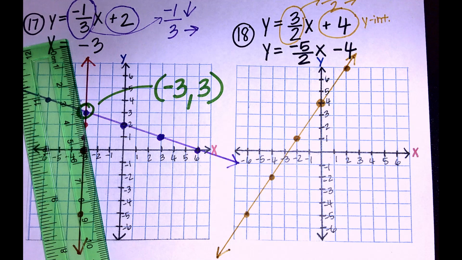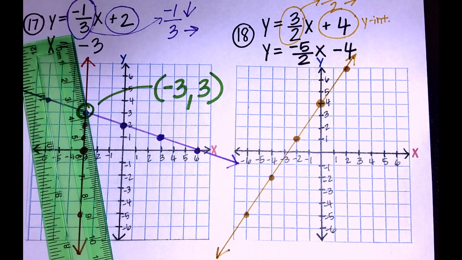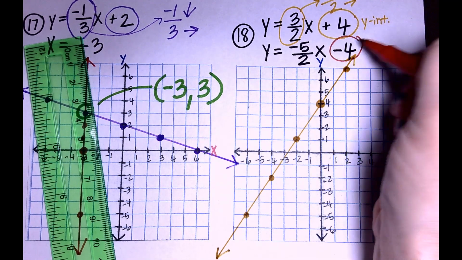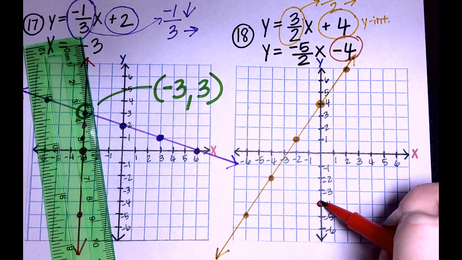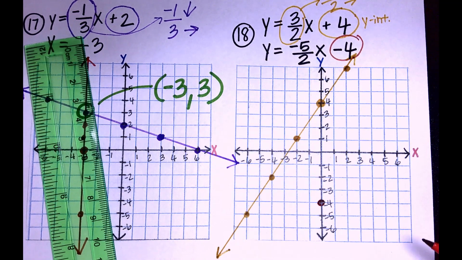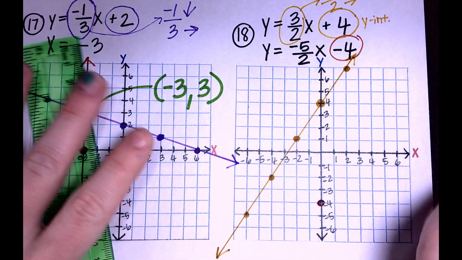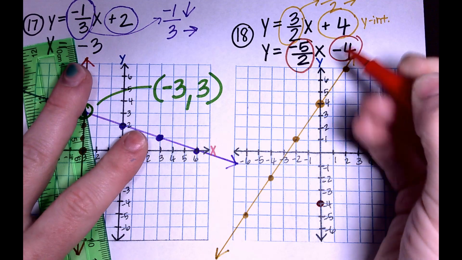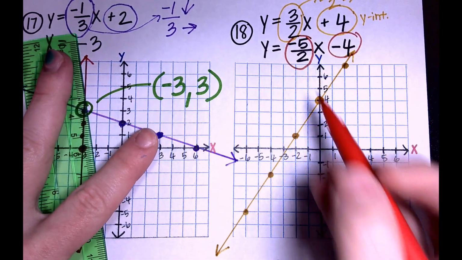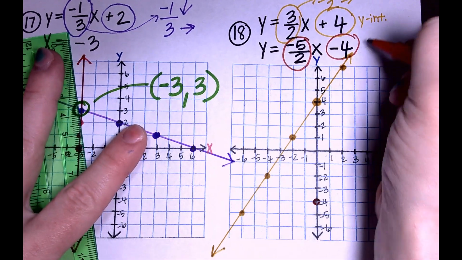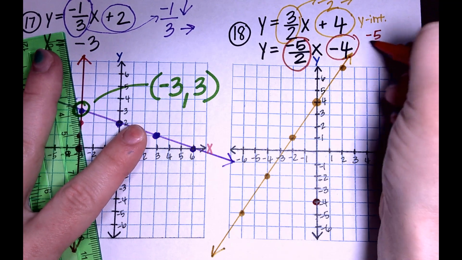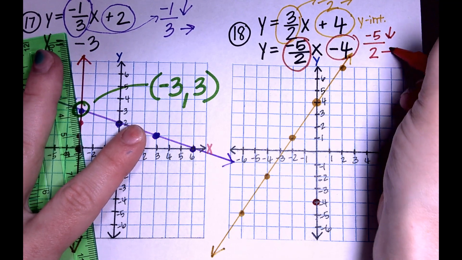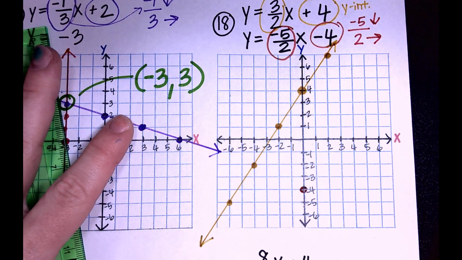And now let's look at the next line. I've got y equals negative 5 over 2x minus 4. What would my starting point be? Negative 4. Good. So I'll start down here at negative 4. And my slope, what is my slope, first of all? Negative 5 over 2. So if I wanted to use this slope of negative 5 over 2, you would think, let's go down 5 and over to the right 2.